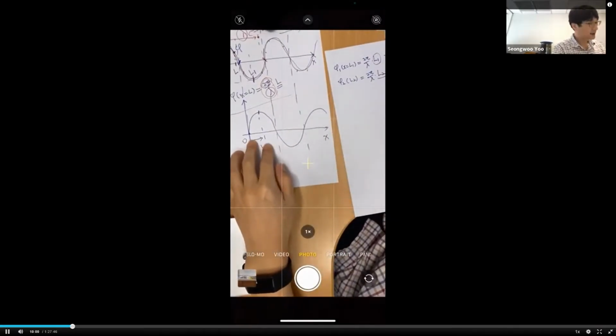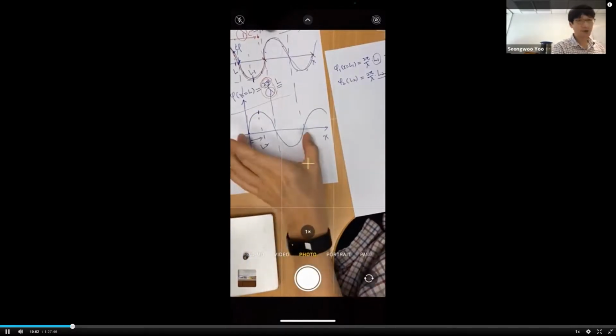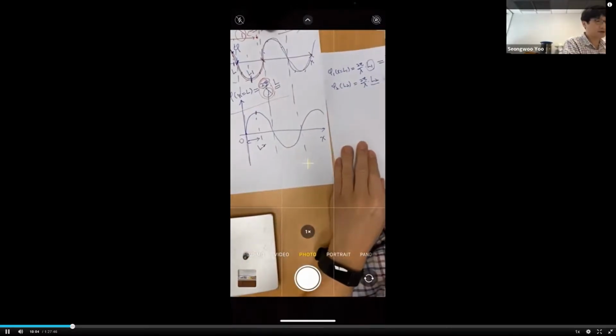So let me continue. This L2 is a quarter of the full wavelength. Therefore, my phase 2 is going to be changed to 2 pi over lambda times 1/4 lambda.